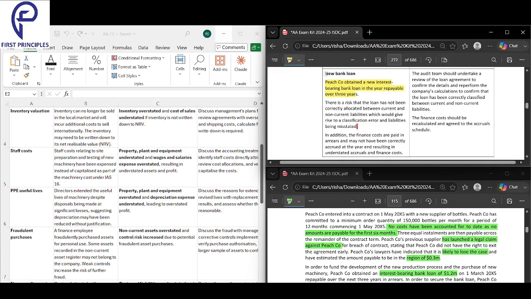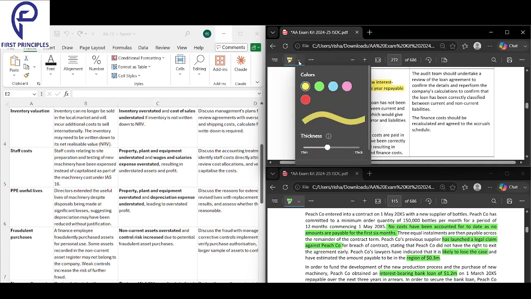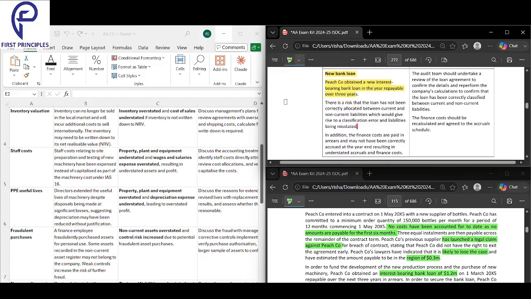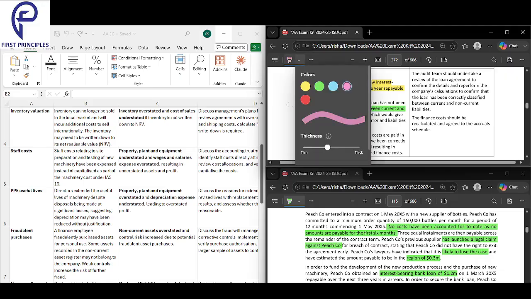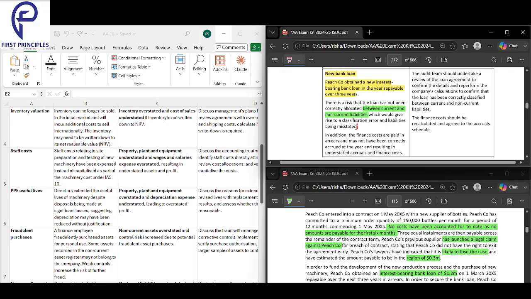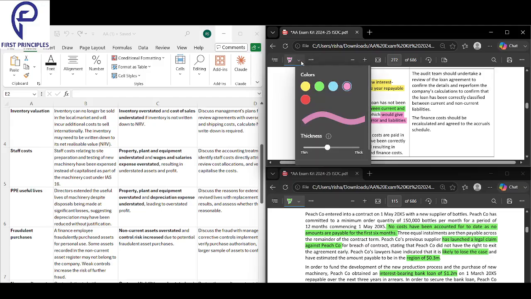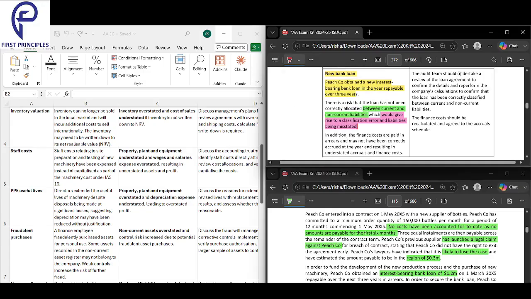The risk is a new bank loan. And why is it a risk? Because you have to split it between current liability and non-current liability. If you've not done that, it will give rise to a classification error and your liabilities will be misstated. So as an audit team, what should you do? You should undertake a review of the loan arrangement to confirm the details and reperform the calculations.